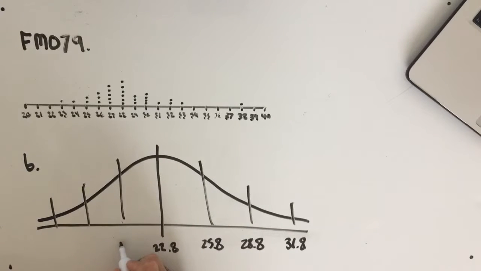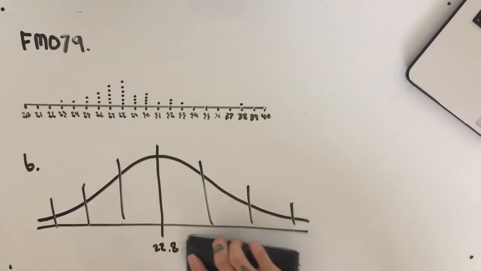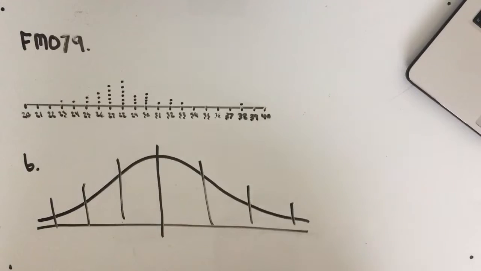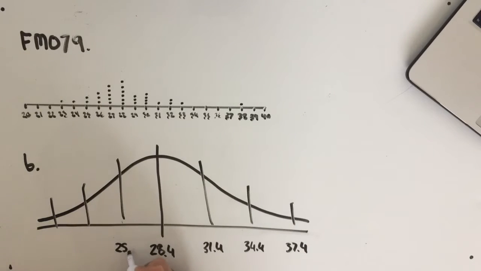Oh no, wait, our mean, sorry, I've screwed that up. Forget that for one second. Our mean is at 28.4, which means that we have 31.4 here, 34.4, and 37.4. That looks better. And then going the other way, we have 25.4, 22.4, and 19.4.